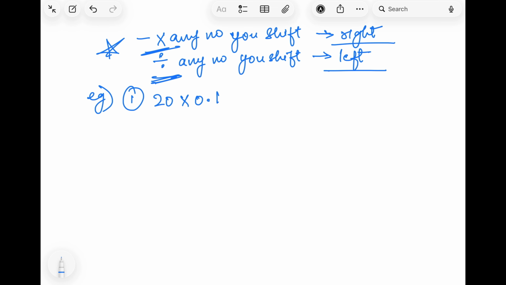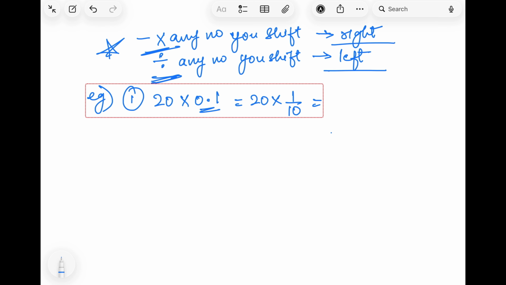20 into 0.1. We will write the place value of 0.1. What is the place value of 0.1? It's actually 20 into 1 by 10, right? 20 into 1 by 10, that means 20 divided by 10. So what is the answer? 2.